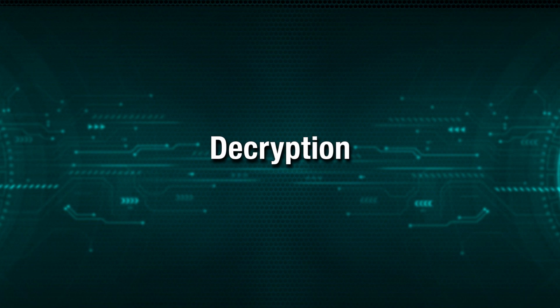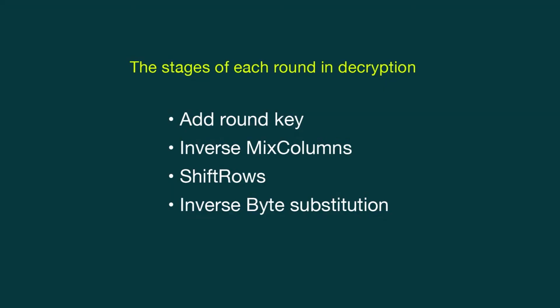Decryption. The stages in the rounds can be easily undone as these stages have an opposite, which when performed reverts the changes. Each 128-bit block goes through the 10, 12 or 14 rounds depending on the key size. The stages of each round in decryption are as follows: add round key, inverse mix columns, shift rows, inverse byte substitution. The decryption process is the encryption process done in reverse, so the steps will be explained with notable differences.